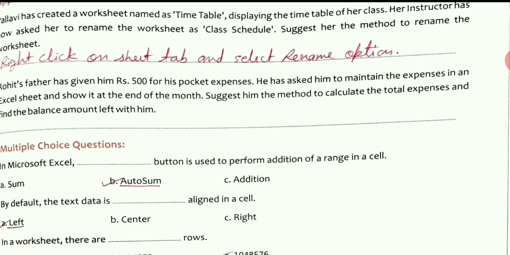The second, Rohit's father has given him 500 for his pocket expenses. He has asked him to maintain the expenses in an Excel sheet and show it at the end of the month. Suggest him the method to calculate the total expenses and find the balance amount left with him. So what he has to do? He has to make all the expenses in a tabular form in the spreadsheet, that is in Excel, and then he can do the calculations.